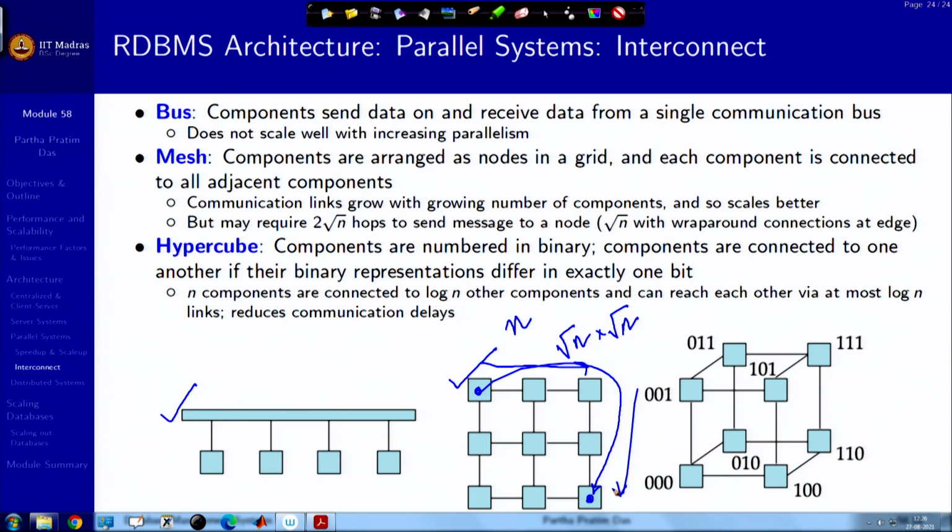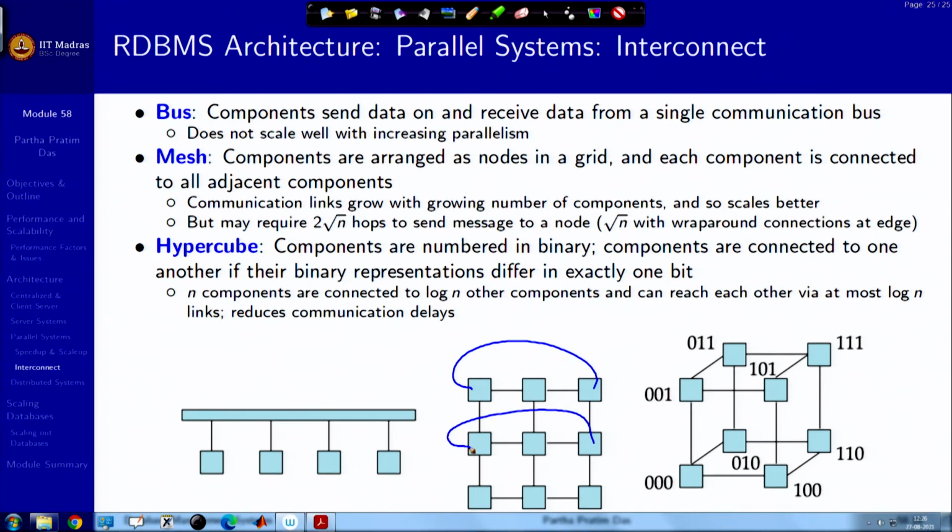If you use a wraparound connection, that is, instead of just having a mesh, you have a toroid, with connections like this as well, then naturally you will have better connectivity and a better data transfer rate. You will bring it down to half of that, because it is basically the diameter of the connectivity graph.